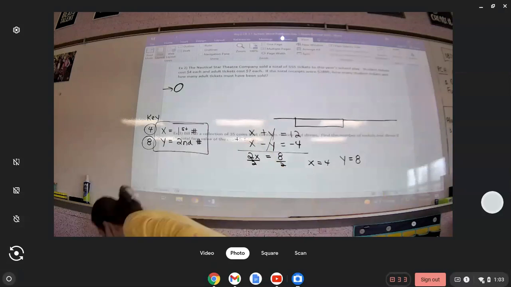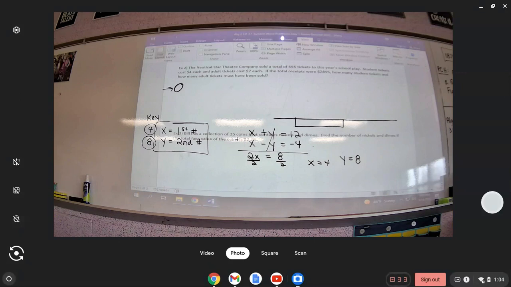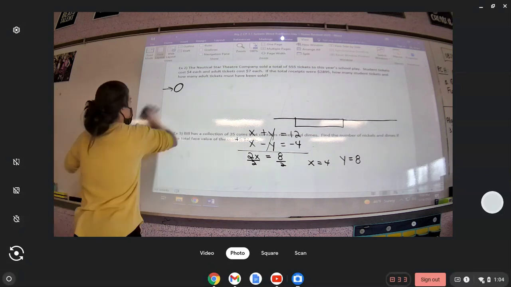So one of the hardest parts when you're getting started is separating what information is going to get me the first equation and what information is going to get me the second equation. That's kind of where you have to learn to separate one information from the second information. All right, let's look.